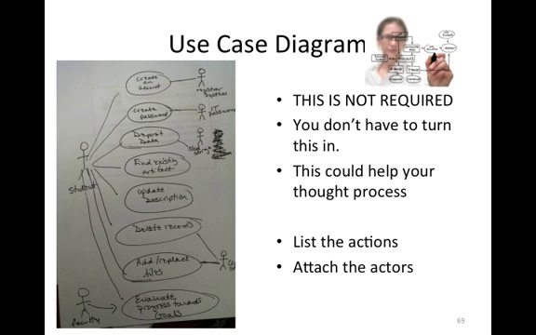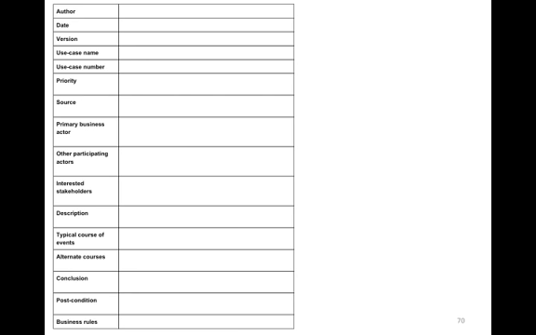This could be helpful. What I do want you to use is this use case form. This is an extract of the form that is on Google Drive. The author is you. The date is the date you do it. The version may be 1.0. That might be a reasonable thing to do. This is your first version. You might put 0.5 or whatever you want to use, but be consistent. 1.0 makes a lot of sense.